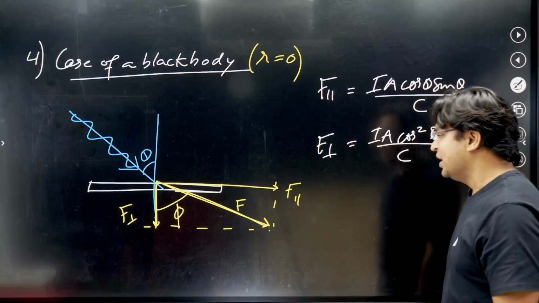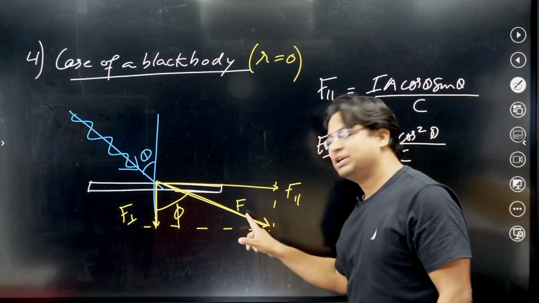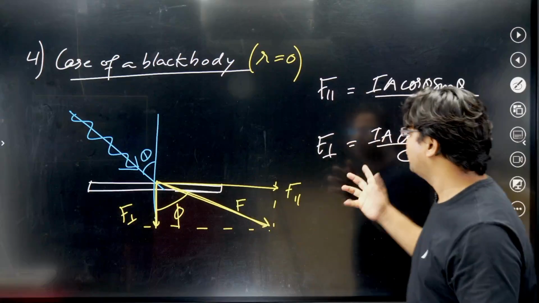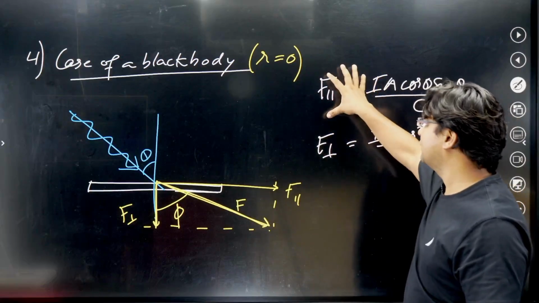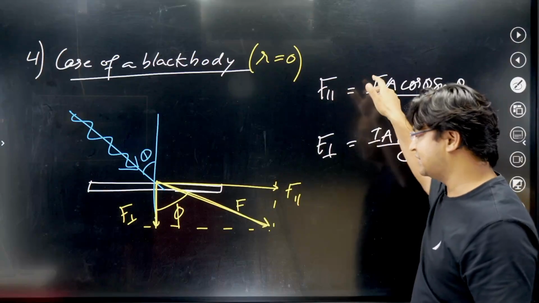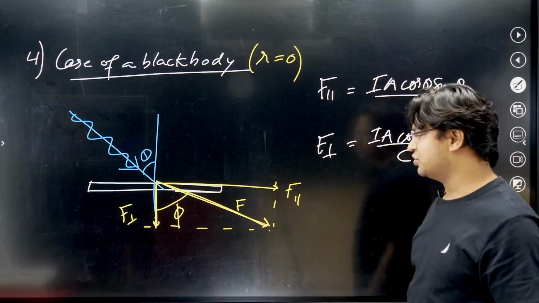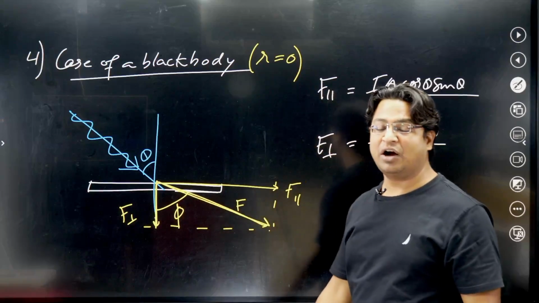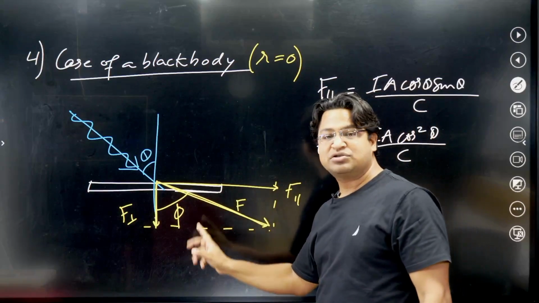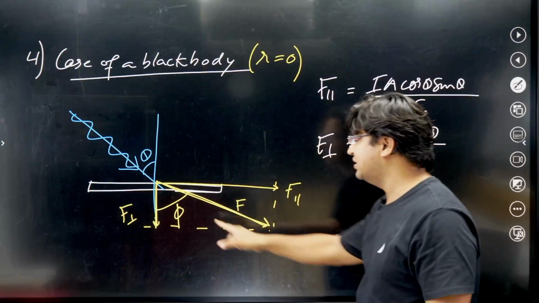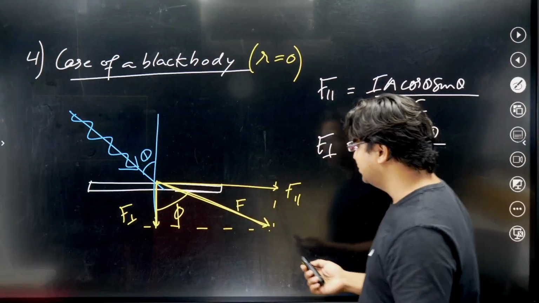Now pay attention. If I want to know the net force that is acting on this plate, I will have to find the resultant of these two, the square root of the sum of the squares. So that will give me F. Let's do that in a short while. And how about tan phi? How am I going to find phi? So tan phi will be given by F parallel divided by F perpendicular. Let's do this on the next page.